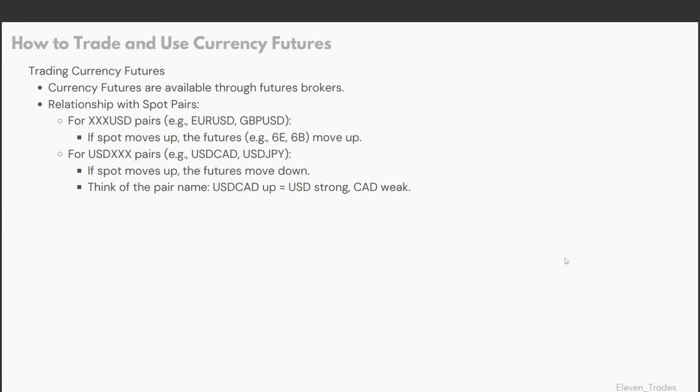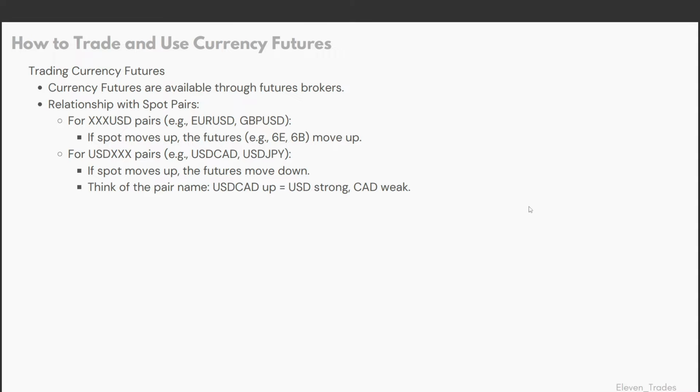Now comes the main part of the video, which is how to trade and use the currency futures. Currency futures are available through the futures brokers. You can trade them with the funded accounts. Now the relationship with the spot pairs, as you saw in the previous slide, the XXX USD pair, like for example EURUSD and GBPUSD, if the spot moves up, the future will also move up.